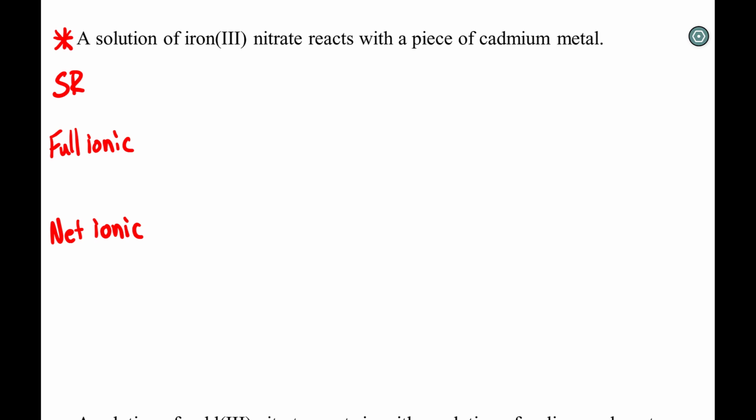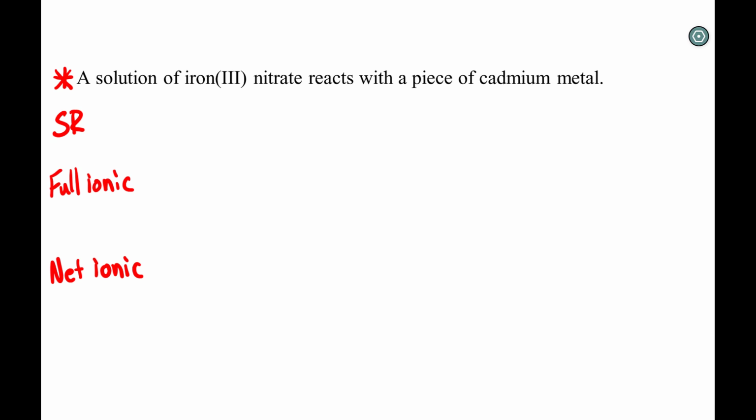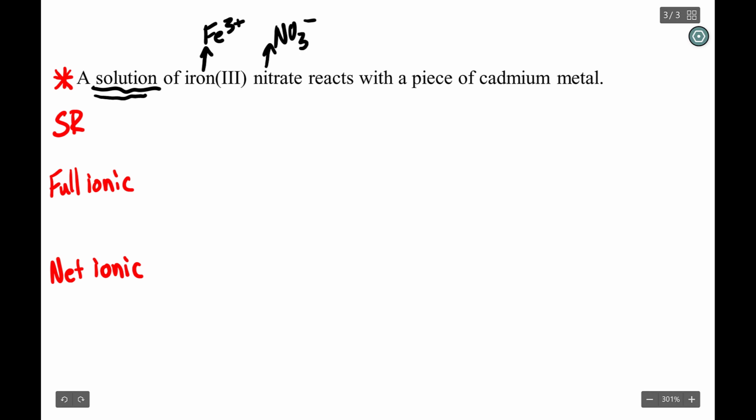Now that you've had an opportunity to do it, let's go through it. I am going to go a little bit faster since we've done quite a few already. First thing I'm going to do is split this into 2 ions so I know what I'm dealing with. This is iron 3+ aqueous, and this is nitrate aqueous because it says it's a solution. And then it says it's reacting with cadmium metal. Now cadmium is Cd solid, but what I'm also going to do is check out what cadmium is as an ion. As an ion, cadmium is Cd2+.